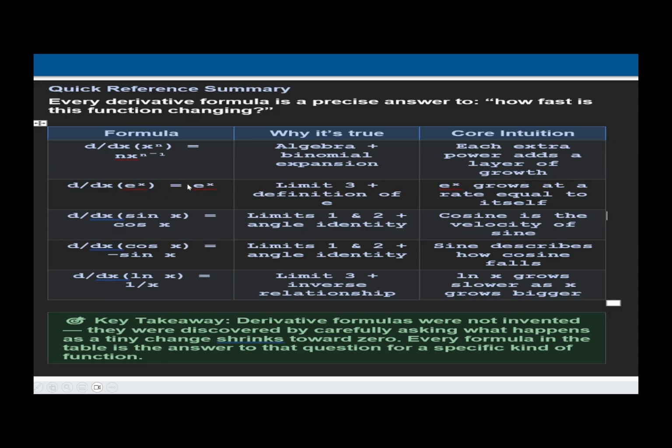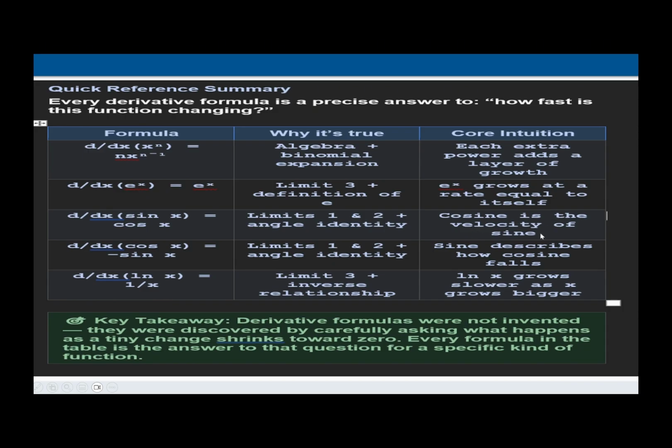The rate of a to the power x, a^x, that's a limit plus the definition of a special number, right? Then the derivative of sin x equals cos x, all right? So you use limit 1 and 2 plus the angle identity.